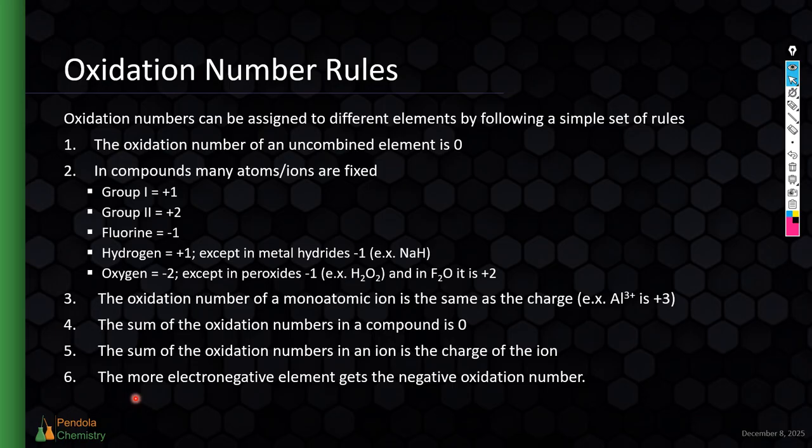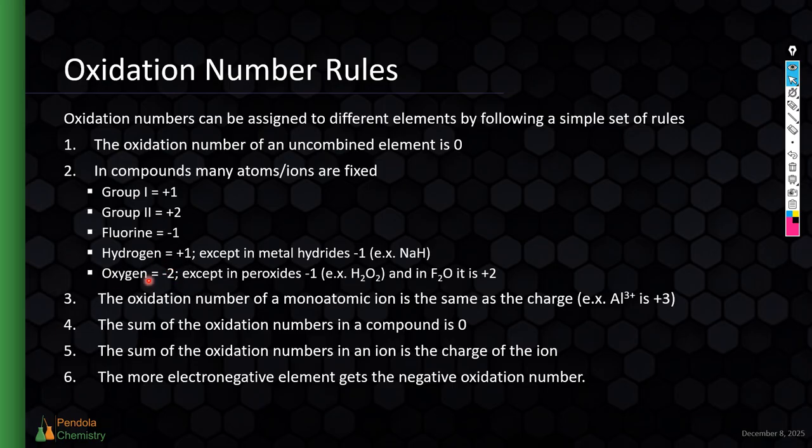The last rule is that the more electronegative the element is, the more negative the oxidation number is going to be. Meaning that if you have elements that you're putting together, the more electronegative element is always going to get a negative oxidation number with it. So that's why if we go back to the rule for oxygen, oxygen is always negative. -2 for oxygen most times, -1 for peroxides, because oxygen is the second most electronegative element. So it makes sense for its oxidation number to be negative.